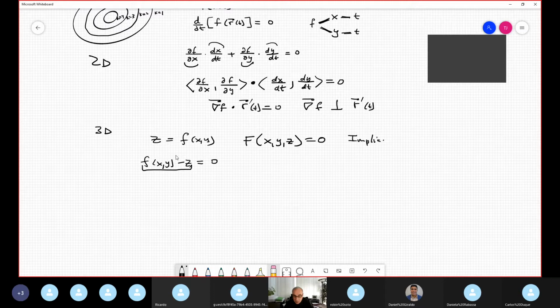So when you manipulate in implicit form and compute the gradient in 3 dimensions, the gradient of the capital F is also a vector, but in 3D: partial with respect to x, comma, partial with respect to y, comma, partial with respect to z. And this vector has exactly the same property as in 2 dimensions, but in this case with respect to the level surfaces.